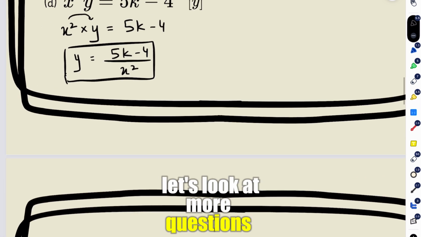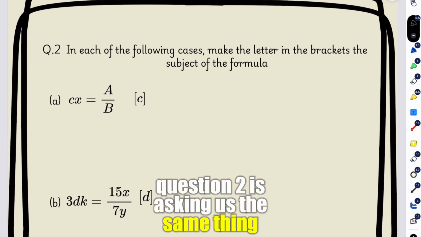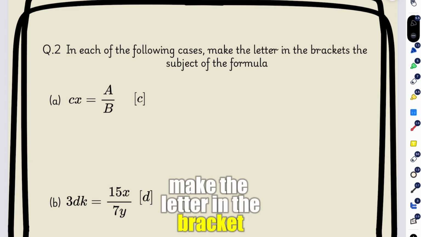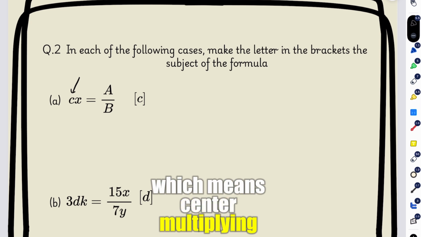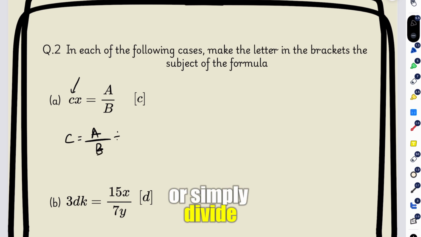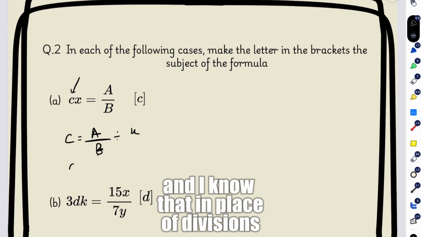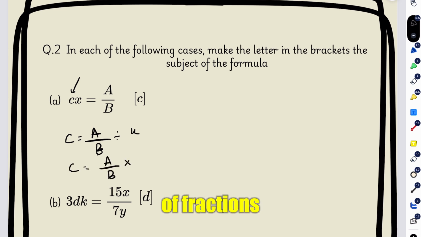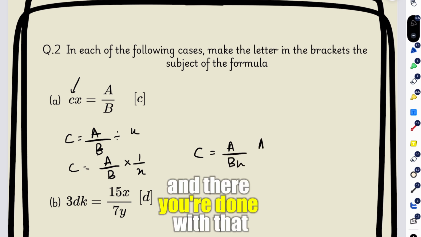All right, let's look at more questions, slightly more complex. So this one, question 2, is asking us the same thing. In each of the following cases, make the letter in the brackets the subject of the formula. So what do I do? I have to isolate C, which means since they're multiplying, X when taken to the other side would simply divide, which means A over B is being divided by X. And I know that in place of division of fractions, they're multiplied. So finally, for C to be the subject, it is C is equal to A upon BX. And there you're done with that.